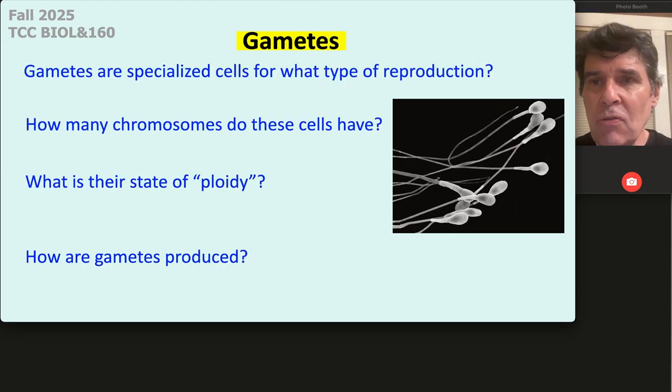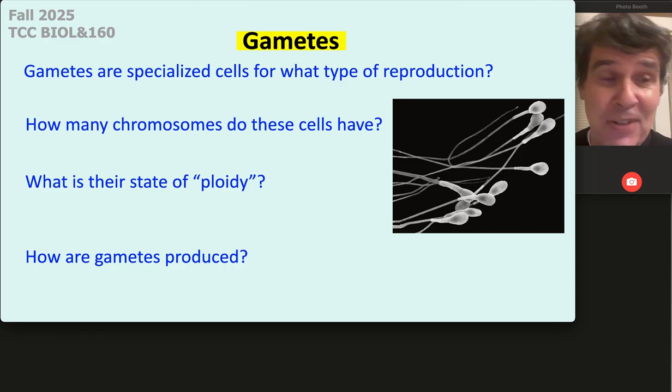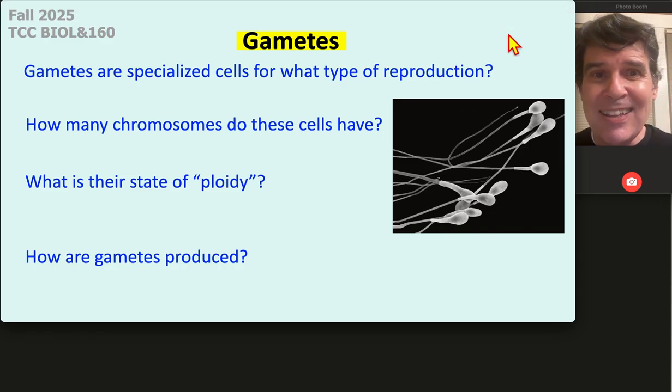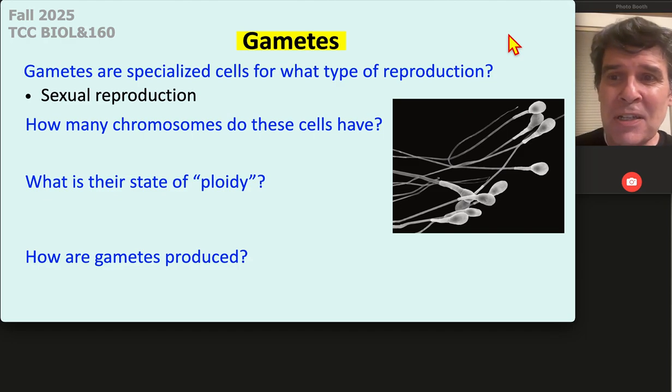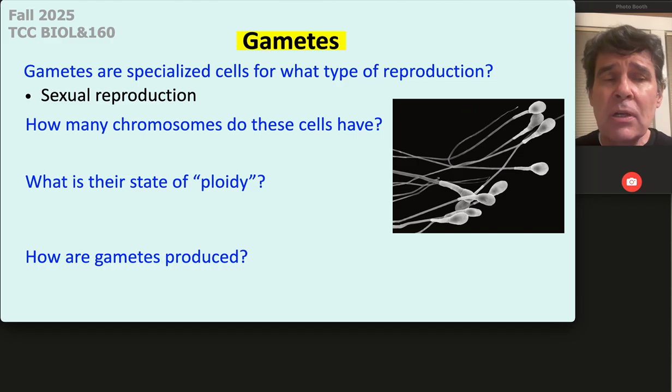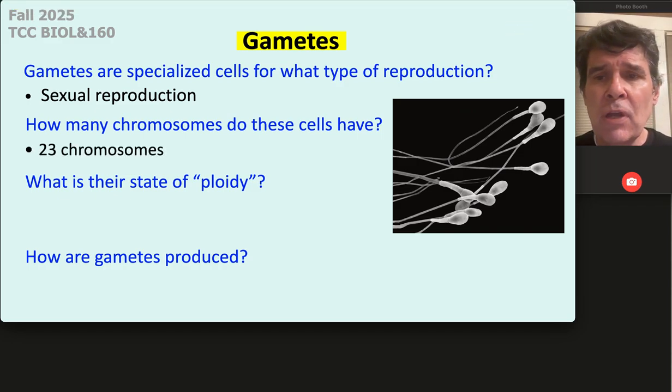Some review questions. Gametes are specialized cells for what type of special, kind of enjoyable, I hope, reproduction? That's right, sexual reproduction. How many chromosomes do these specialized cells have? What number in humans? That's right, 23. And how do we describe this number of chromosomes using this ploidy word? Half the number of chromosomes, or haploid.